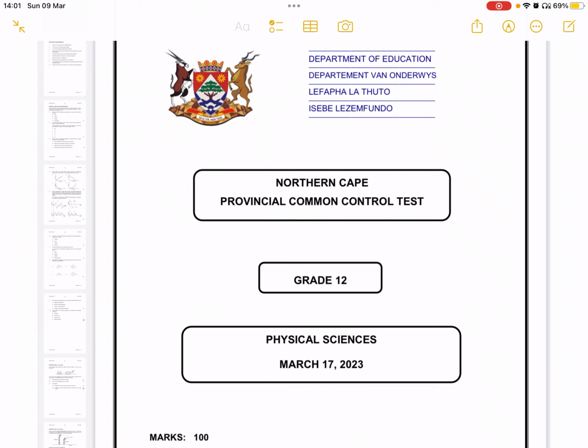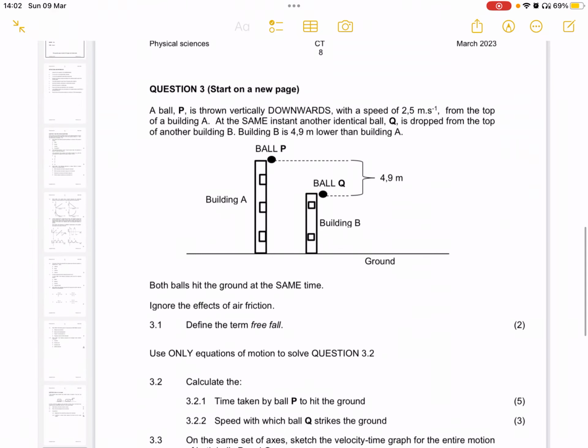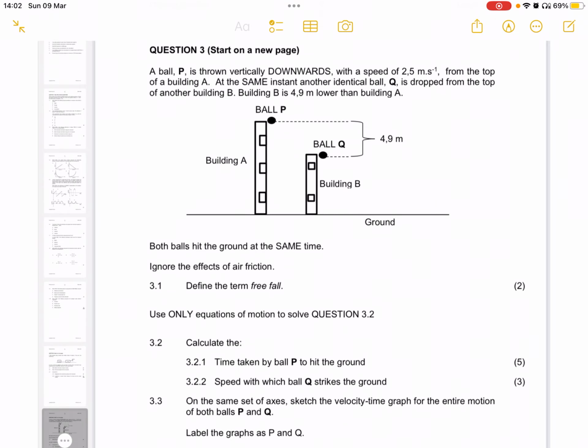Today we're still looking at the Northern Cape Provincial Common or Control Test for March, which was done in 2023. The focus today is question 3, which is Vertical Projectile Motion, also known as VPM, whereby we have a ball that is thrown vertically downwards with a speed of 2.5 meters per second from the top of a building, and the building is called Building A.